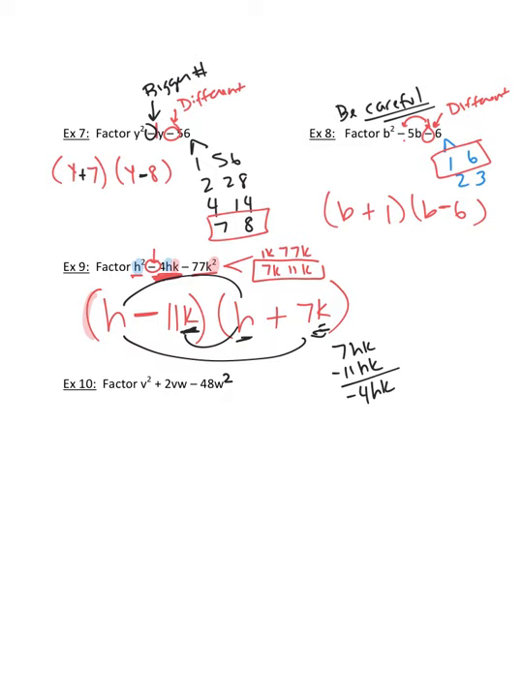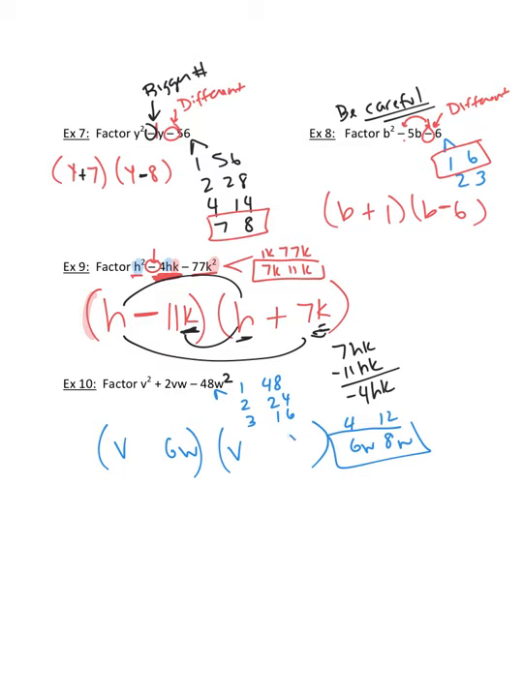Okay, I'll go over it. So we have v times v is v squared. Factors of 48 are going to be 1 times 48, 2 times 24, 3 times 16, 4 times 12, and 6 times 8. And I need a difference of 2, so it's going to be 6 and 8, and I'm just going to attach a w to each of these. So instead of 6 and 8, it'd be 6w and 8w.